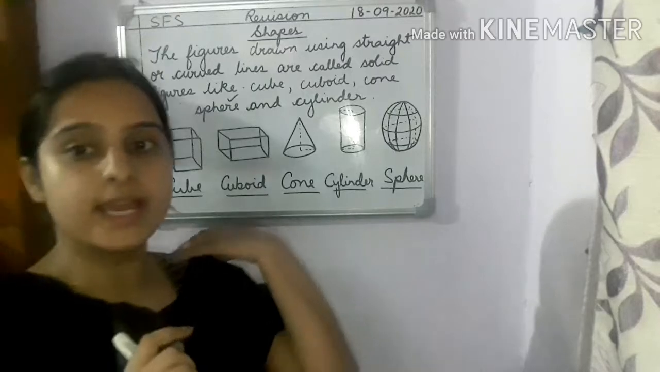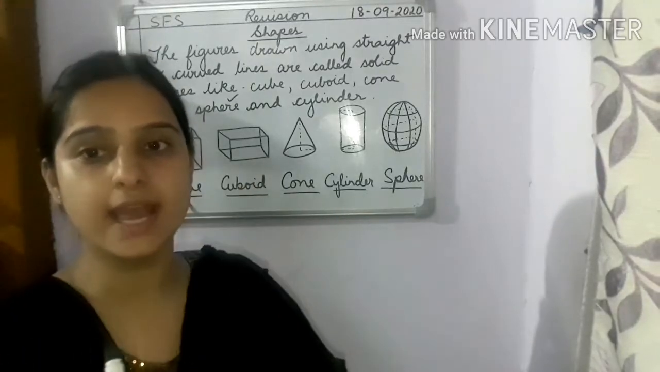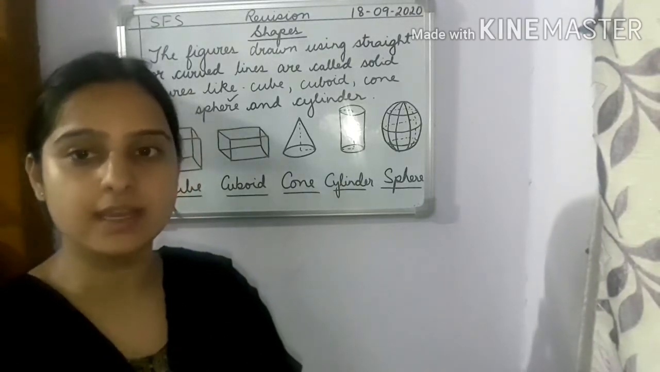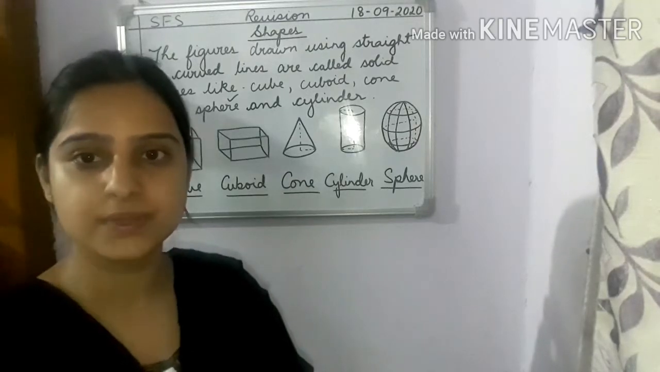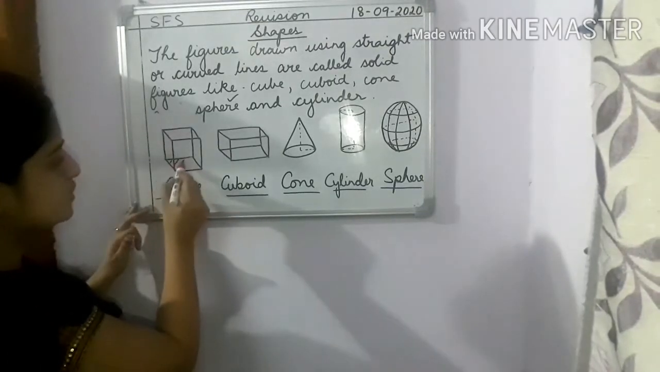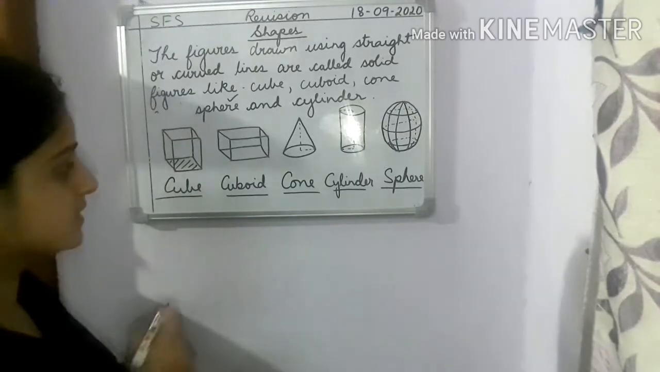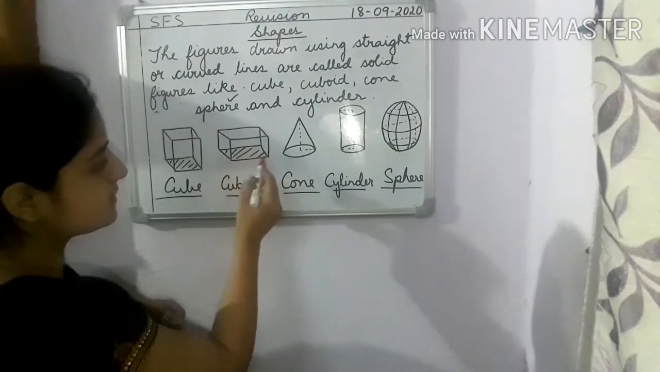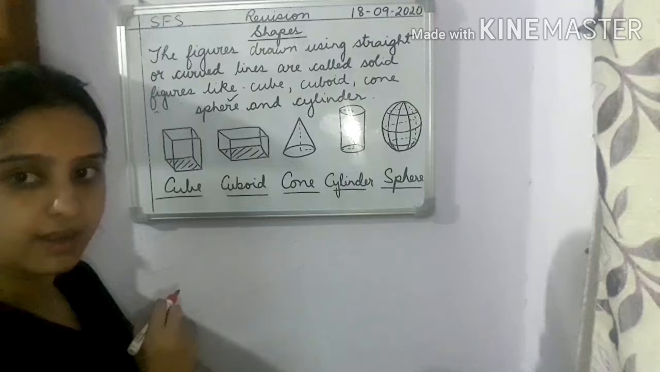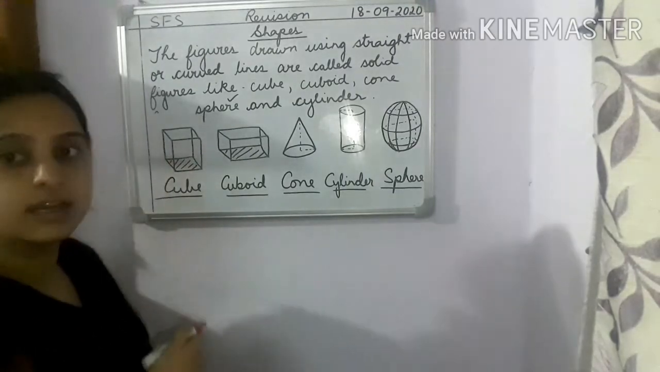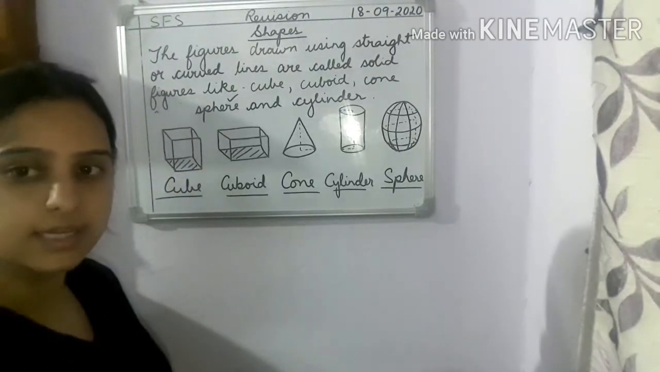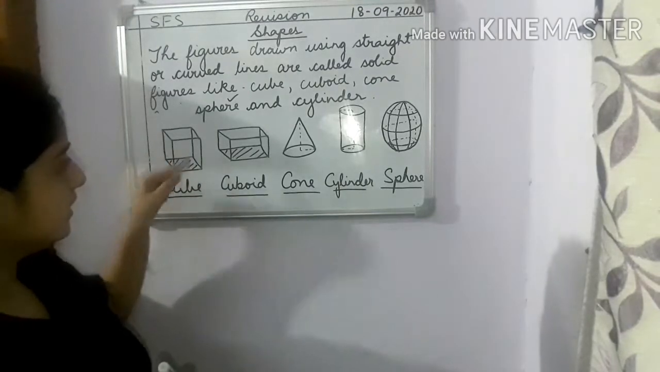Now children, we know what is the difference between square and rectangle, isn't it? Square, all sides are equal, and in rectangle, opposite sides are equal, isn't it? In this, you can see the base. This is called base. Now if you have to draw the outline of the base, children, what shape will you get? Square. That means the sides are equal, isn't it? So what it is called? Cube. Clear? The sides are equal in cube.